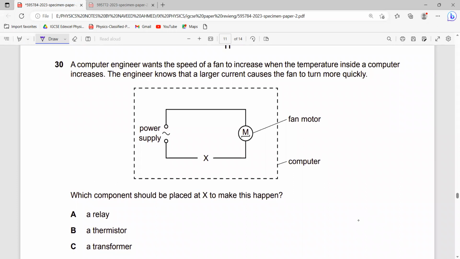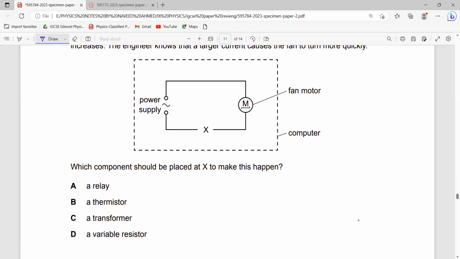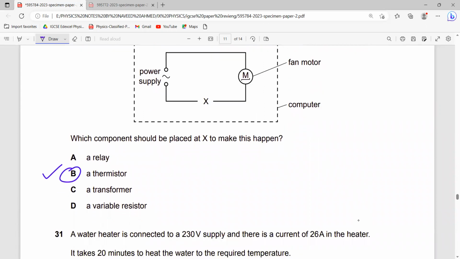As we can see here, there's an increase or decrease in the temperature. So the device, or resistor, which controls this is always a thermistor. We place a thermistor at point X because a relay, transformer, and variable resistor do not have this function to control the temperature.